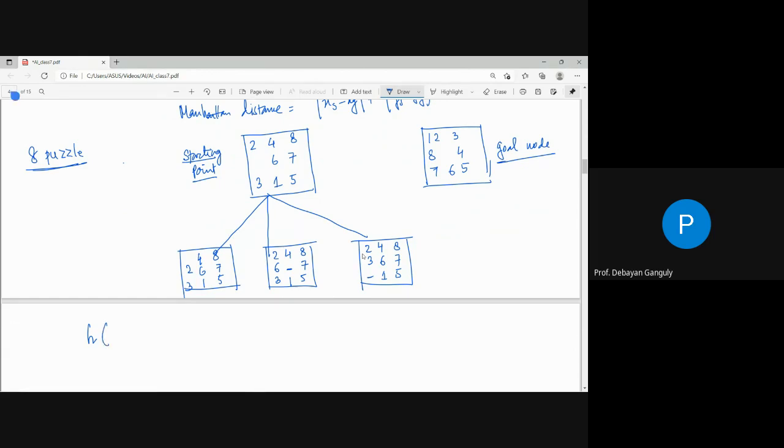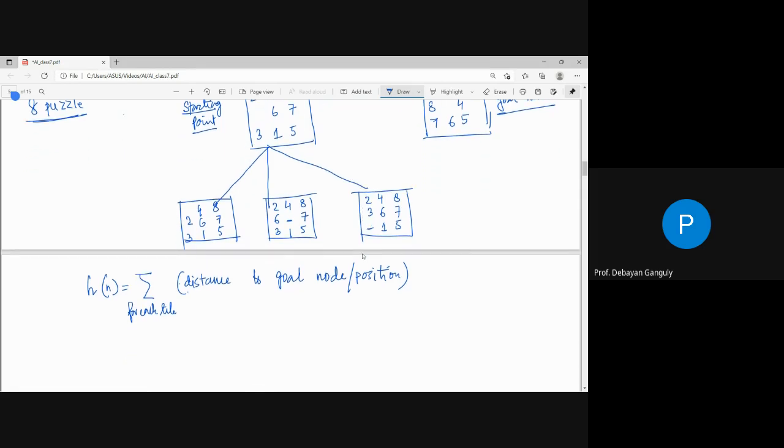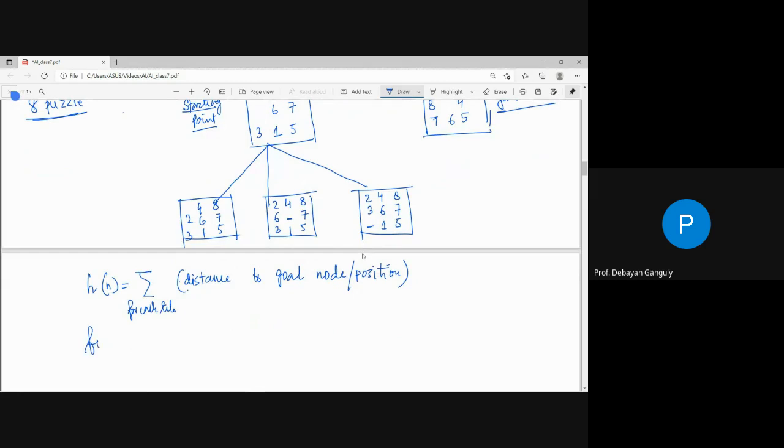So what we can say is h(n). For each tile, I want to find the distance to the goal node, or goal positions, whatever it may be. So distance means Manhattan distance, right? What should be the Manhattan distance for the first successor? I have to find the Manhattan distance for the first successor.